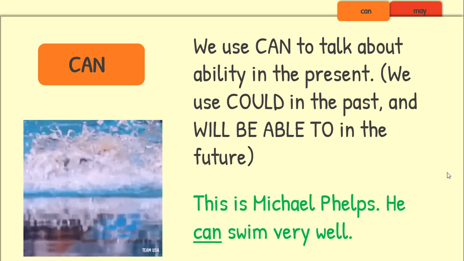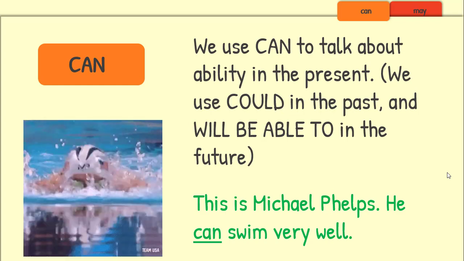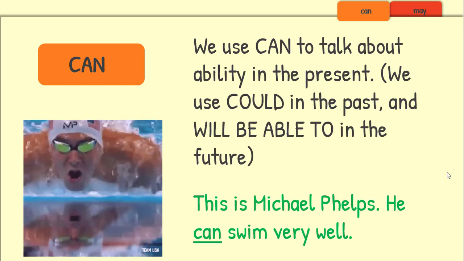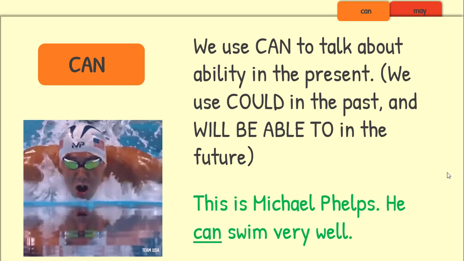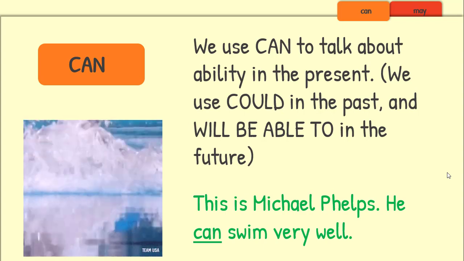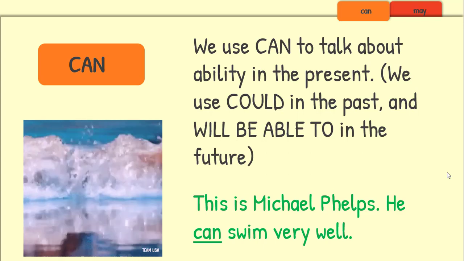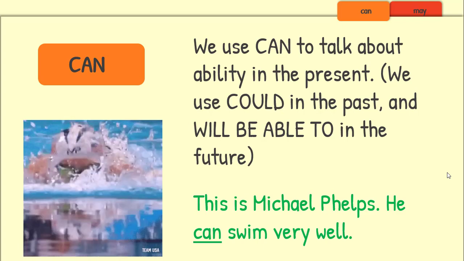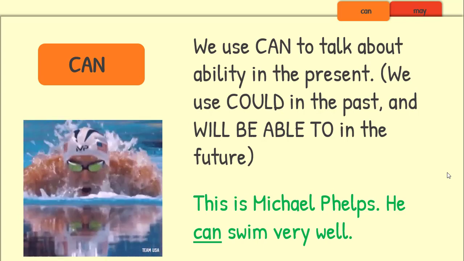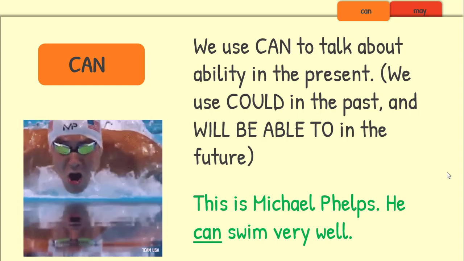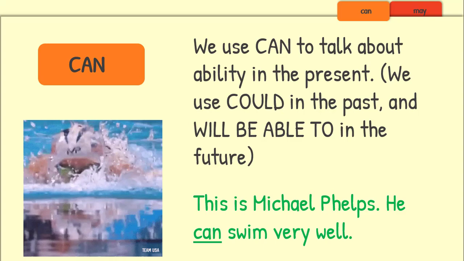We use can to talk about ability in the present. Now be careful. We use could if we are talking in the past and will be able to in the future. I think you know this man, Michael Phelps, right? Well, he can swim very well.